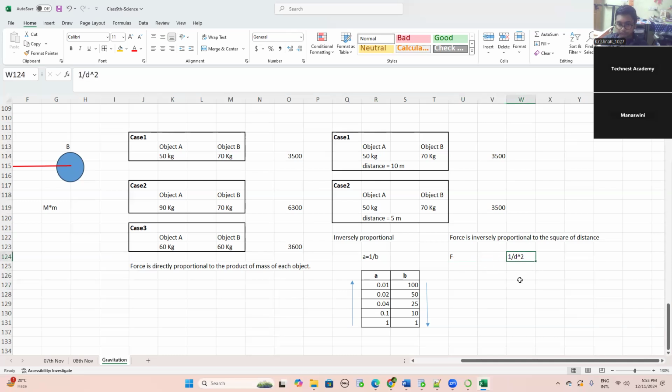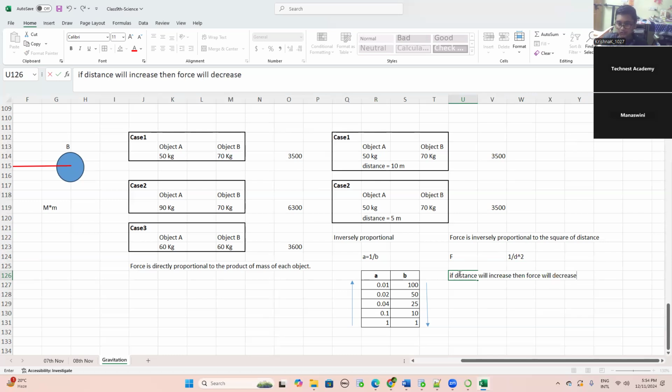So force and distance, what is the relation between them? Inversely proportional. So if distance increases, force will decrease. Right? Now, if distance decreases, then force will increase. Vice versa. Got it? Manaswini, is this clear?